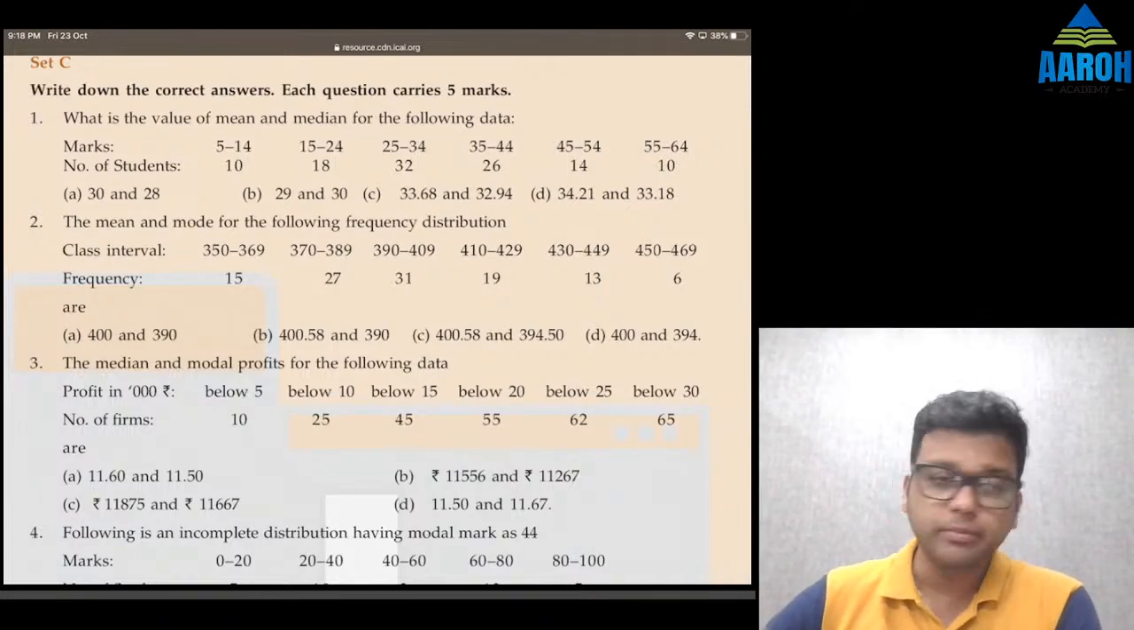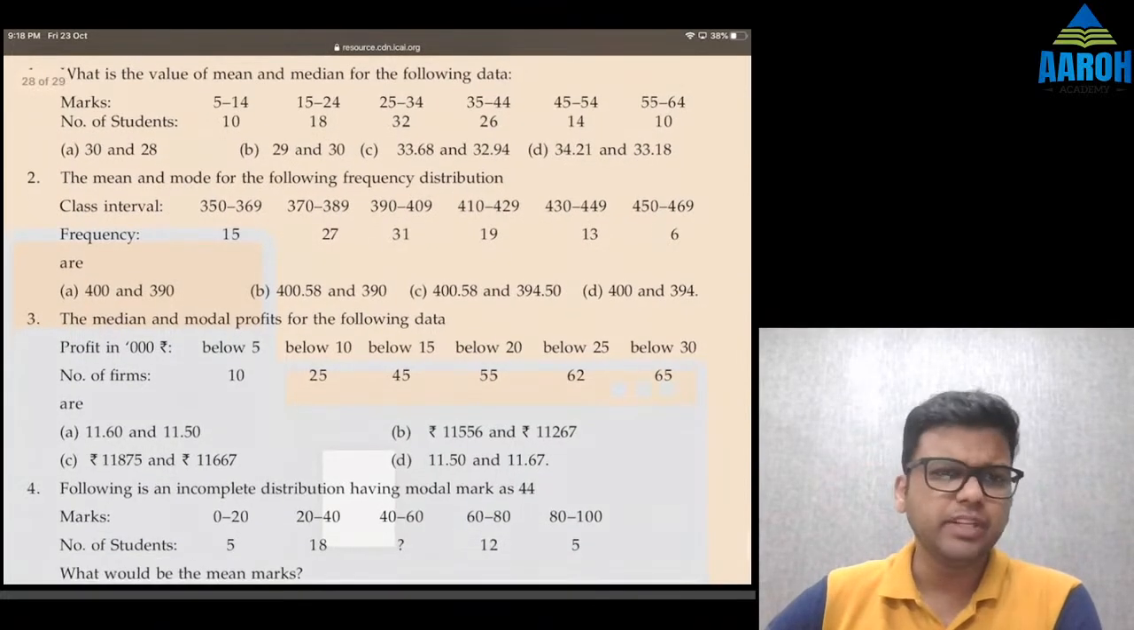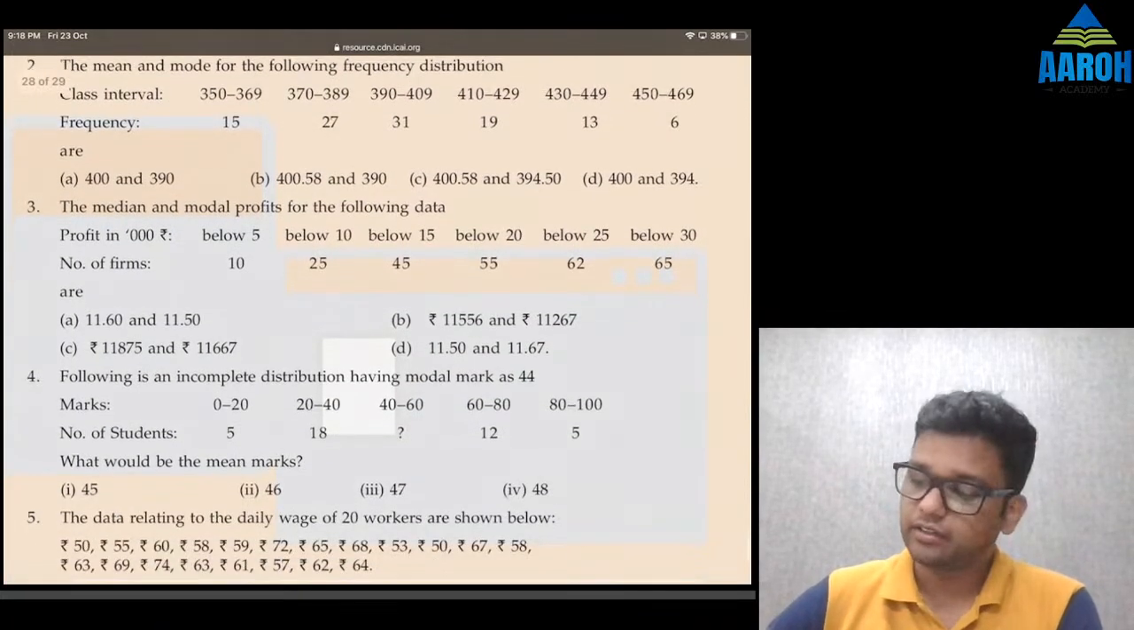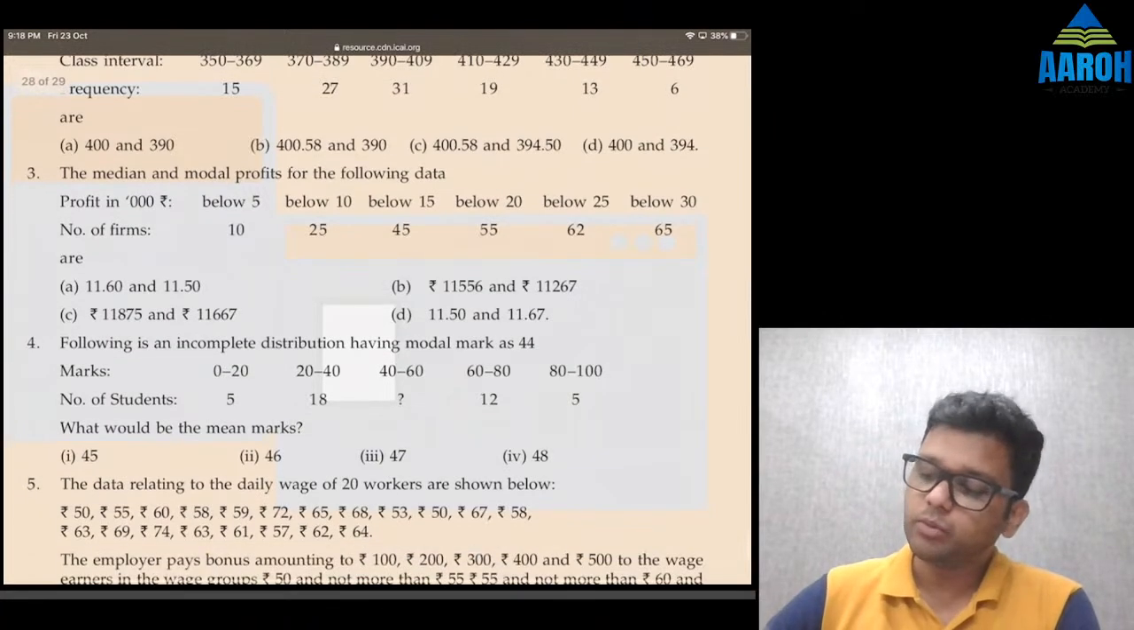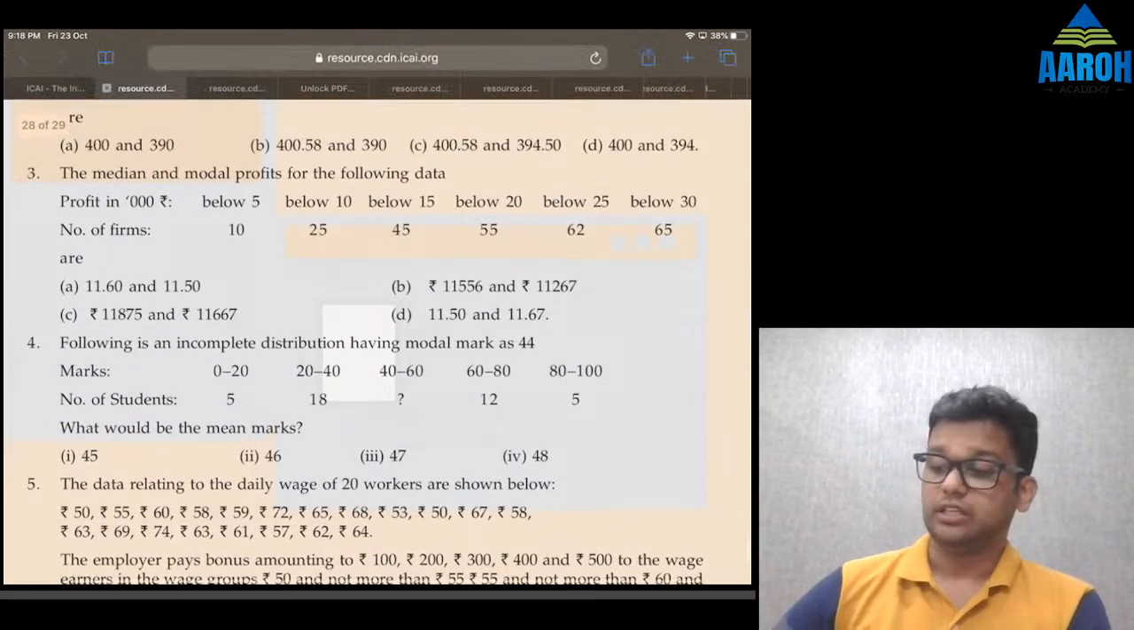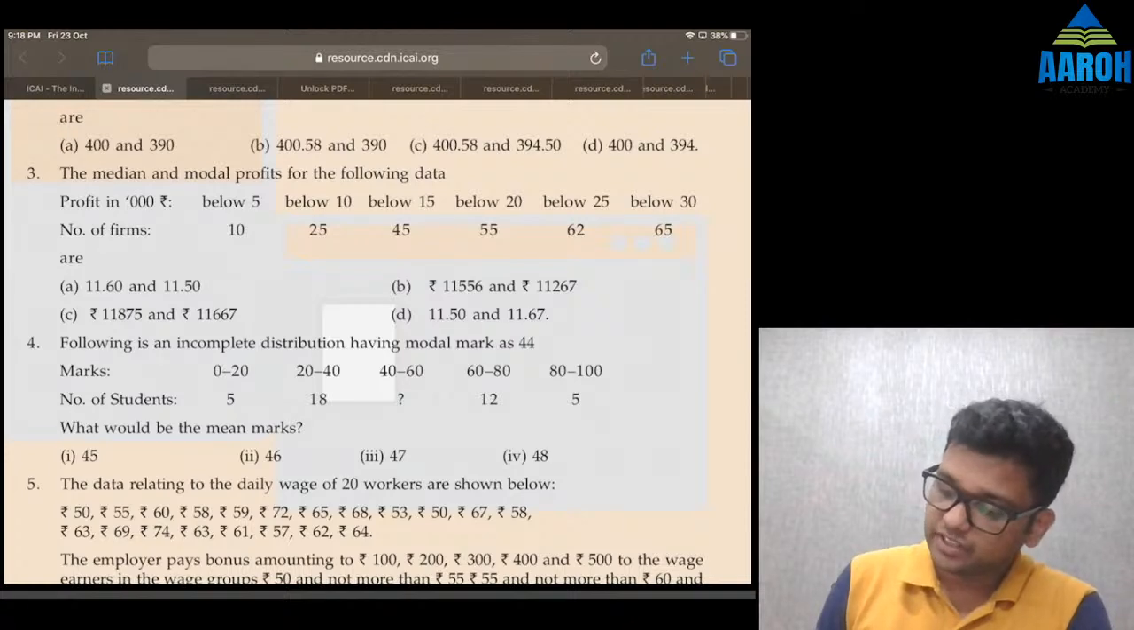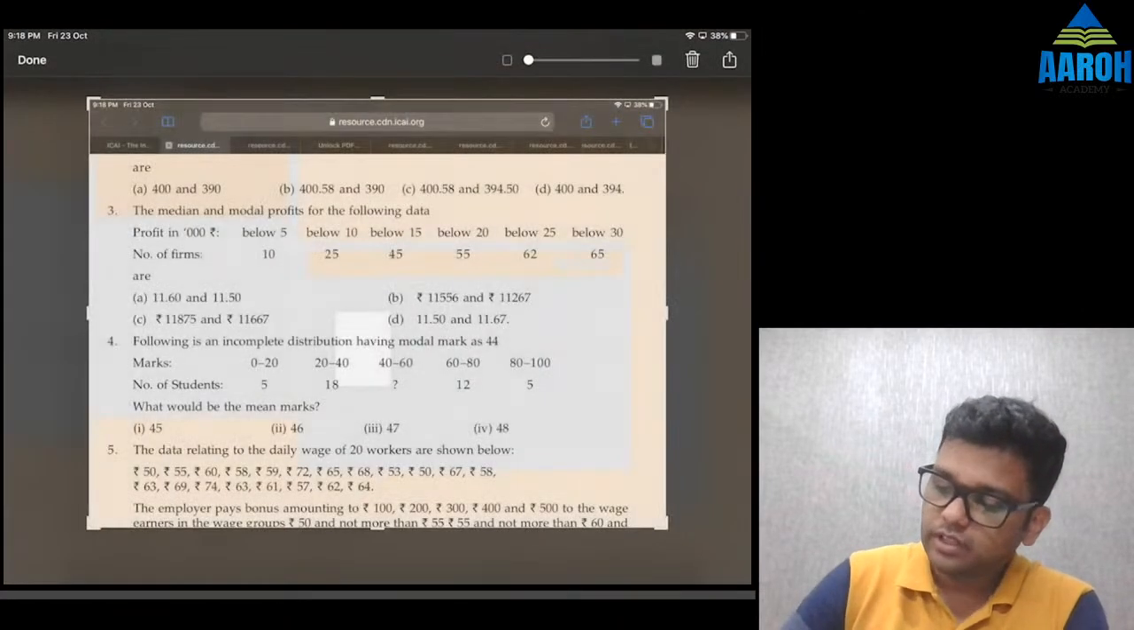First is easy, you have to find mean and median. Second is mean and mode, that is easy. We have seen that for the past 2 days. Median mode, that is easy. Okay, just one thing in the third question. They are saying find median and modal profits.